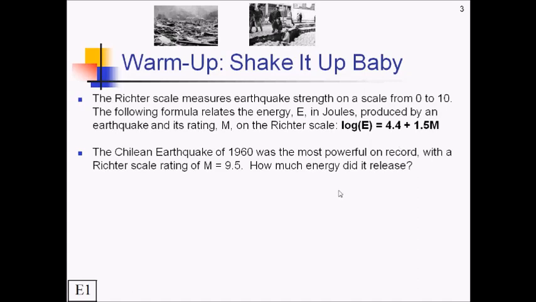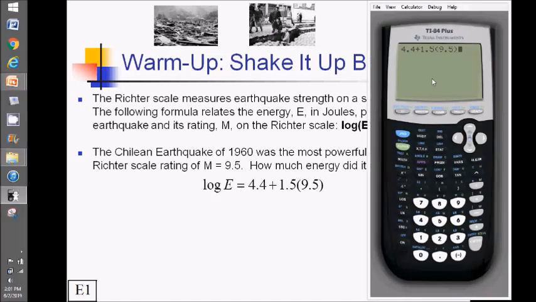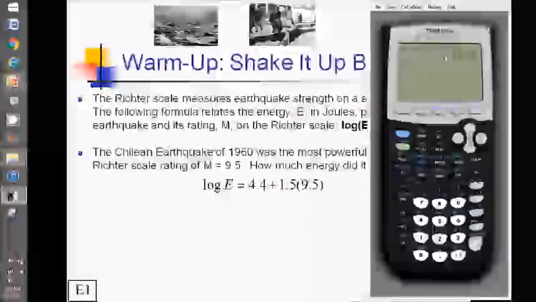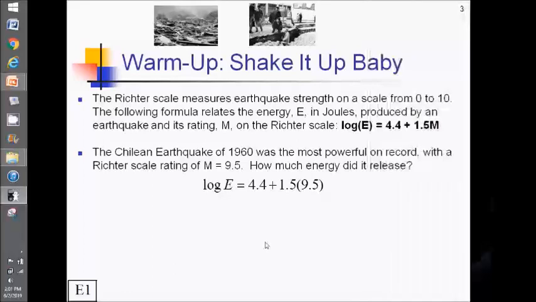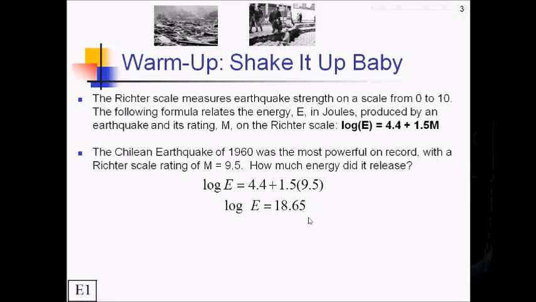Alright, so there isn't much to do on this so far other than plugging 9.5 in for m. If we do that and crunch the numbers on the right side here on a calculator, we see that log of E is equivalent to 18.65. So that's all nice as far as it goes, but how do we get E by itself? We can't really divide by log because log itself is not a number or value. It's just an empty function.